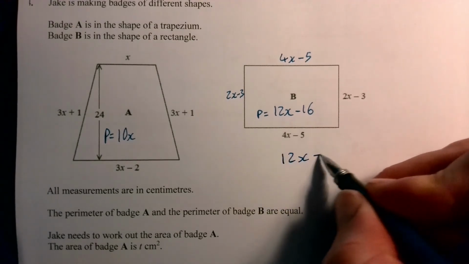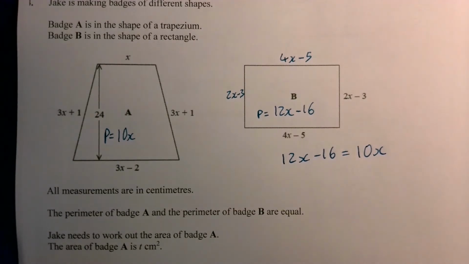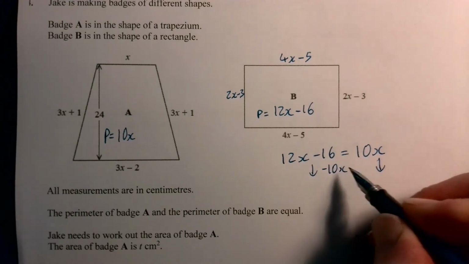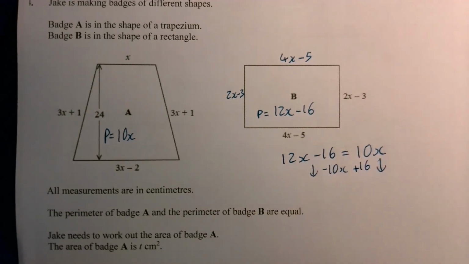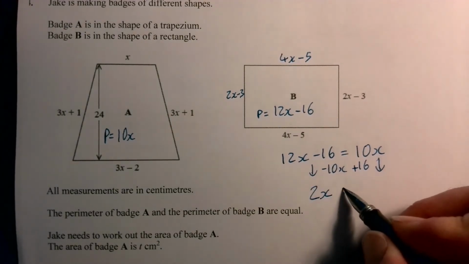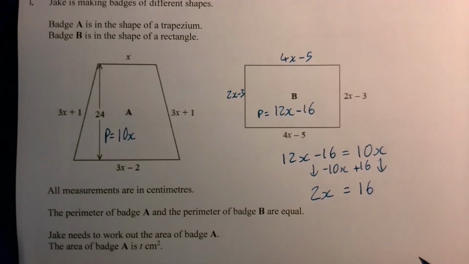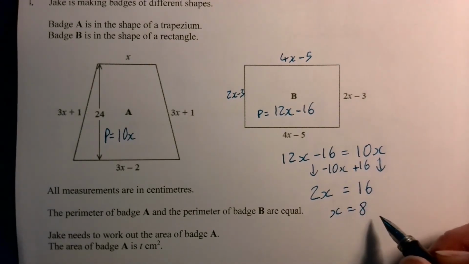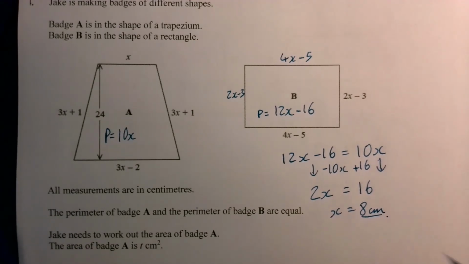So 12x take 16 must equal 10x. I can take 10x, and some of you may like to do this both in one go. Take 10x, and then I'm going to add 16. I could do it at one moment if I wanted to. 12 take 10 is 2, so that's 2x. And that's going to equal 16. Oh, that's an easy equation all of a sudden. Divide both sides by 2, and x is equal to 8. And that must be 8 centimeters.